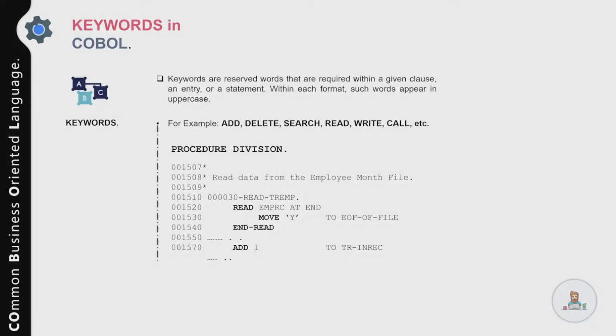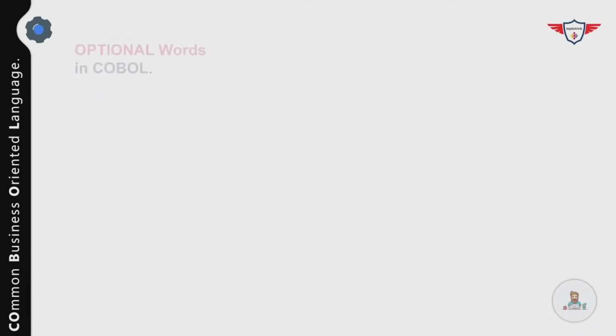In the second statement, move is a keyword, and I'm assigning value Y to the end of file variable. And if you notice the last statement, I'm actually incrementing the counter by 1 whenever a record is read successfully from the file. So in this case, add is a keyword, right? So at this point, only remember that these are the important keywords and they have a specific meaning in your COBOL program. With the help of these keywords, you form syntax, and with the help of those syntax, you form your business logic. Now let's talk about the optional words in COBOL.